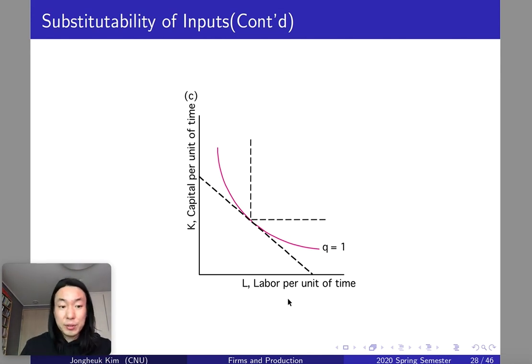So it is a downward graph, but usually it is not linear, but it could be linear, or it could be like this kinked version of perfect complement. So the common isoquant curve is just between those two extremes. So they are partially substitutable. This is really difficult to pronounce.